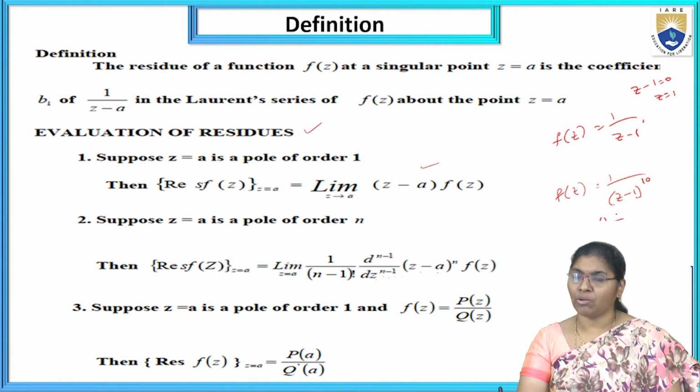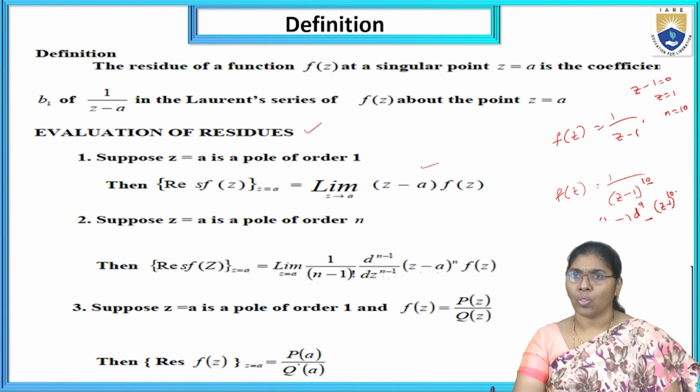By 1 by n minus 1 factorial. Here n equal to 10, so 10 minus 1, that is 9 factorial, into d power 9 by dz power 9, n minus 1 is 9, into z minus 1 whole power 10 into f of z. F of z is 1 by z minus 1 whole power 10. Both are cancelled. We get this one.